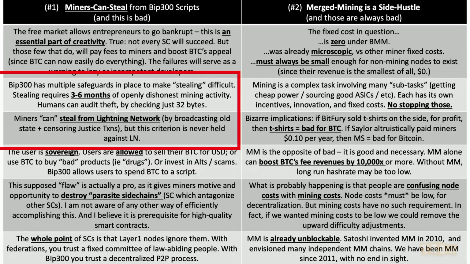BIP 300 is designed to prevent the miners from stealing from sidechains, but it remains technically possible. And it's also possible that miners can, in quotes, steal from the Lightning Network. In fact, it's much easier because the Lightning Network doesn't have this 3 to 6 month timeout that BIP 300 has. But I'm not saying this to compare BIP 300 to the Lightning Network at all. I'm just trying to establish the fact that this criterion is ridiculous.